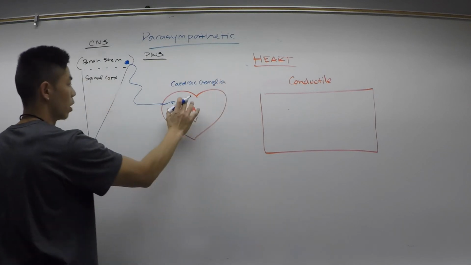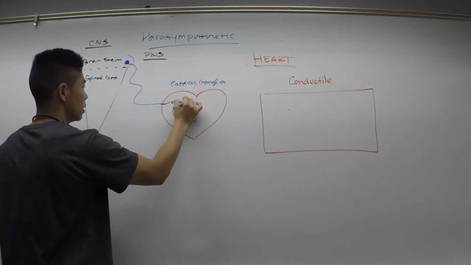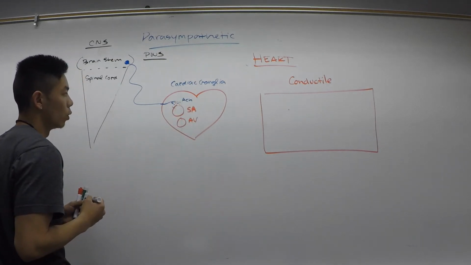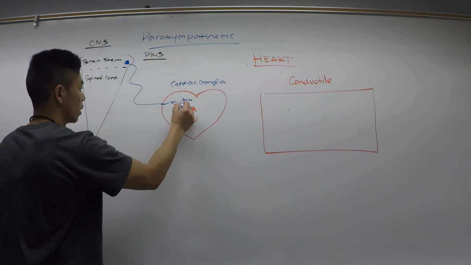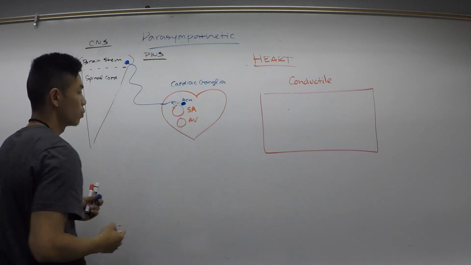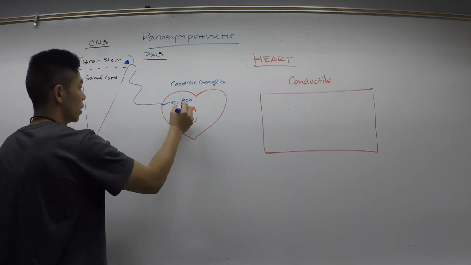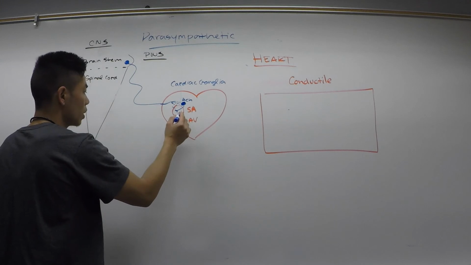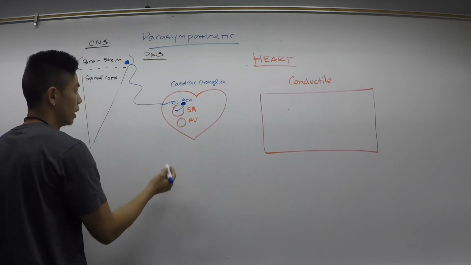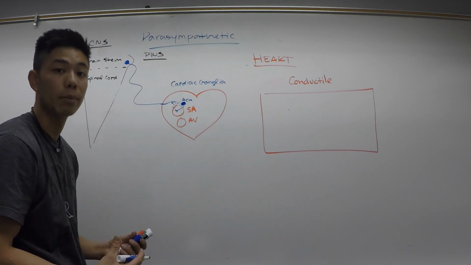So if you can imagine the heart, it drops off here into the heart, and it's releasing its acetylcholine. And so our acetylcholine is going to attach onto our second neuron here, and this one's going to be known as our postganglionic neuron. And so this neuron here is going to synapse off onto our SA node. And it can also synapse off onto the AV node or the Purkinje fibers.